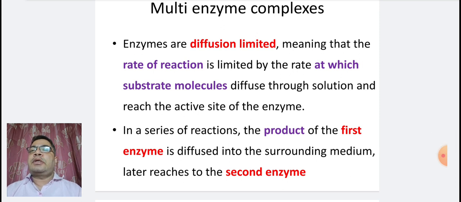Coming to the next point, multi-enzyme complexes. Enzymes are diffusion limited, meaning that the rate of reaction is limited by the rate at which the substrate molecule diffuses through solution and reaches the active site of the enzyme. In a series of reactions, the first product of the enzyme is diffused into the surrounding medium and later it reaches the second enzyme.